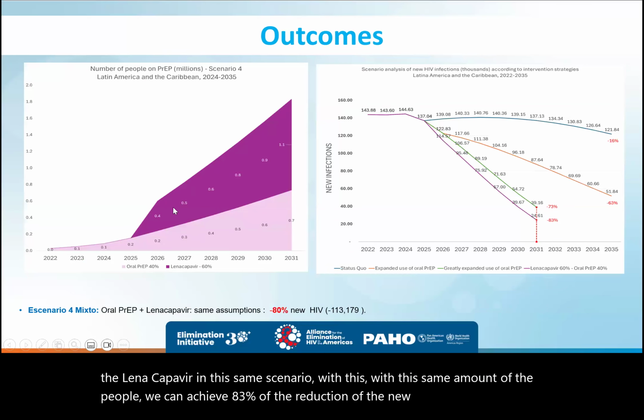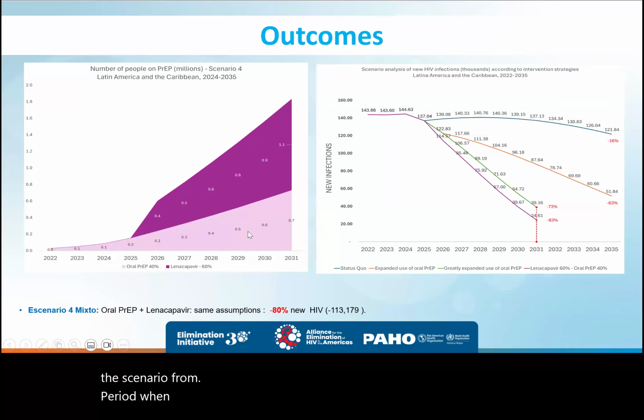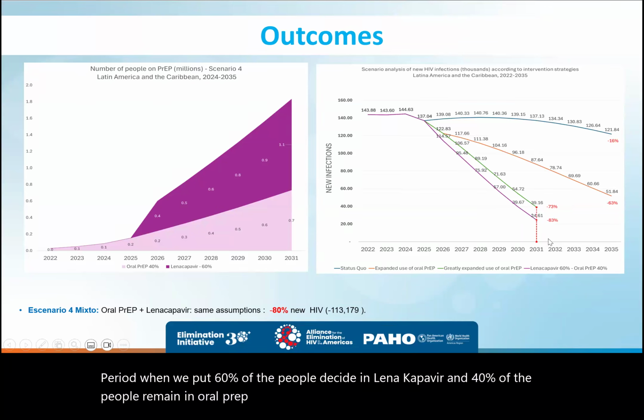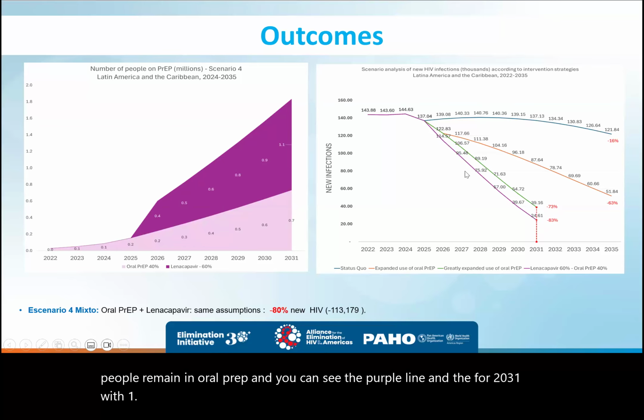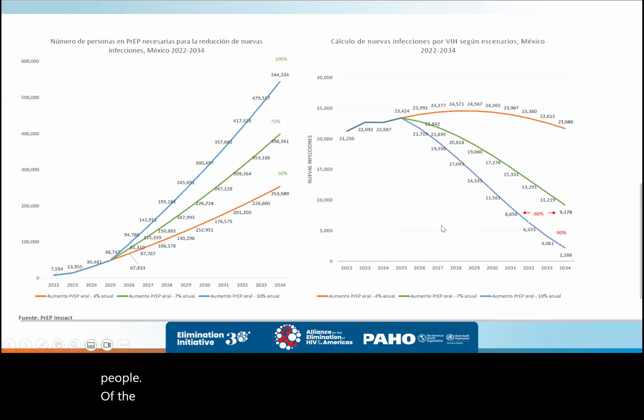This is the scenario for lenacapavir. When we put 60% of the people on lenacapavir and 40% remain on oral PrEP, you can see the purple line, and by 2031 with 1.8 million people on PrEP, we can achieve an 80% reduction of new HIV infections.